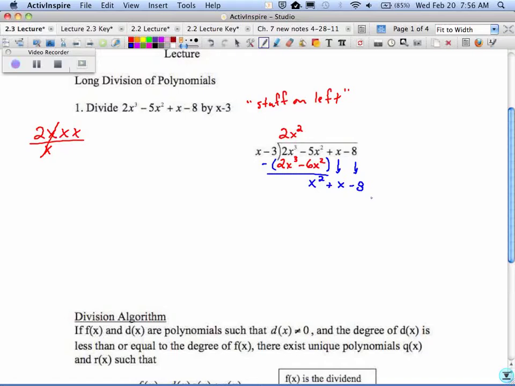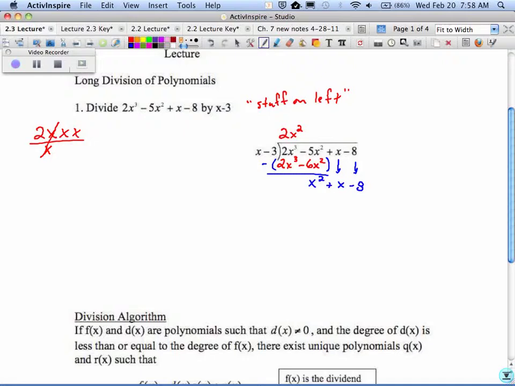So I'm going to pause it. You can ask some questions. So after the first step, you notice what's in blue. What degree polynomial do we have in the blue? Squared. And what did we start with? Cubed. So we're down from a third degree down to a second degree polynomial. So we're making progress, and that's the key.